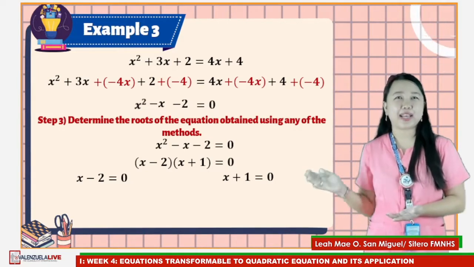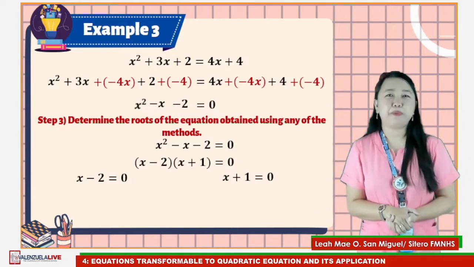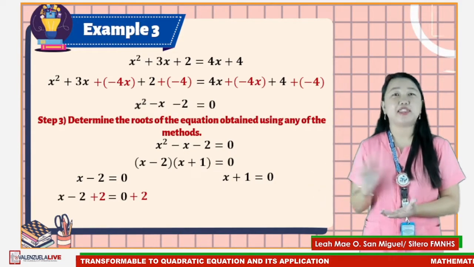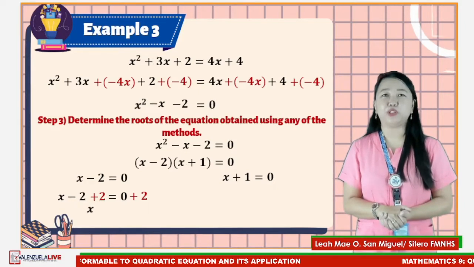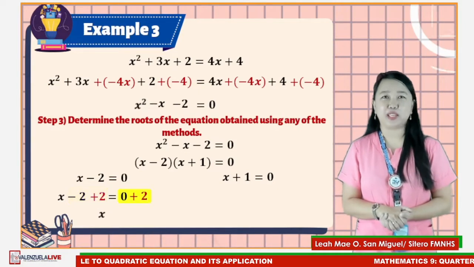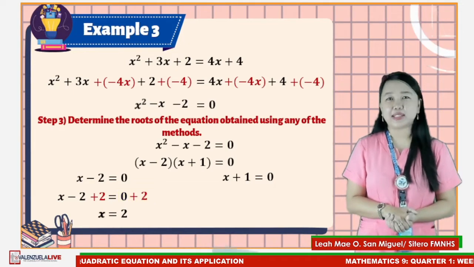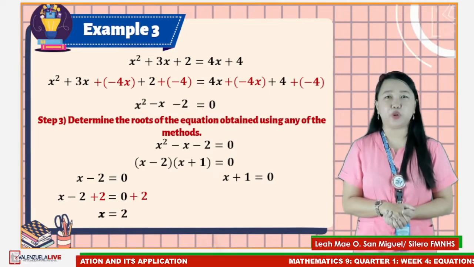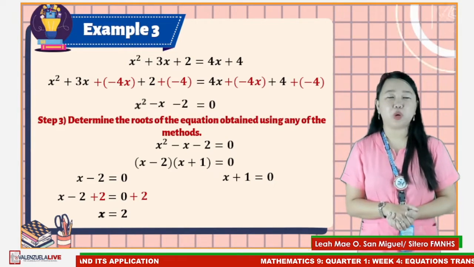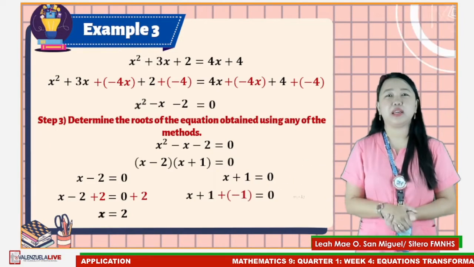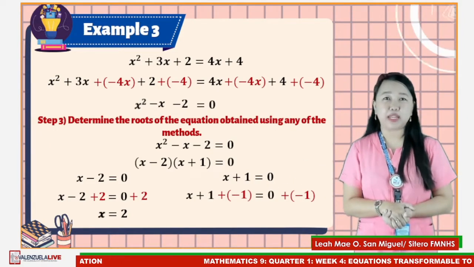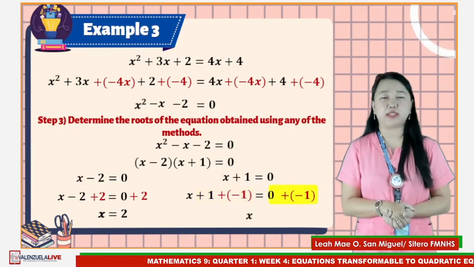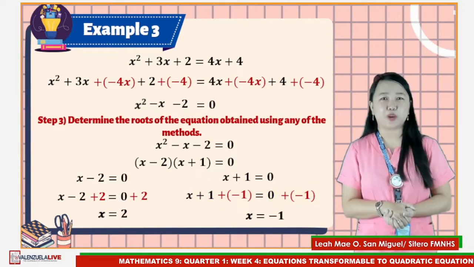Let's solve first x minus 2 is equal to 0. Applying addition property of equality, this gives us negative 2 plus 2 is equal to 0 and 0 plus 2 is equal to 2. Thus, x is equal to 2. On the other hand, x plus 1 is equal to 0. Applying addition property of equality, it will be 1 plus negative 1 is equal to 0, and 0 plus negative 1 is equal to negative 1. Thus, the value of x is equal to negative 1.